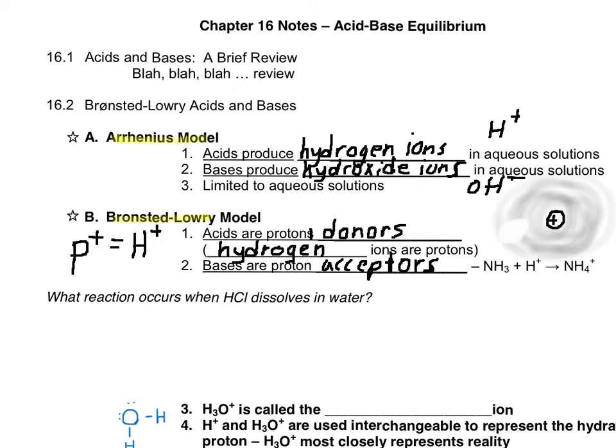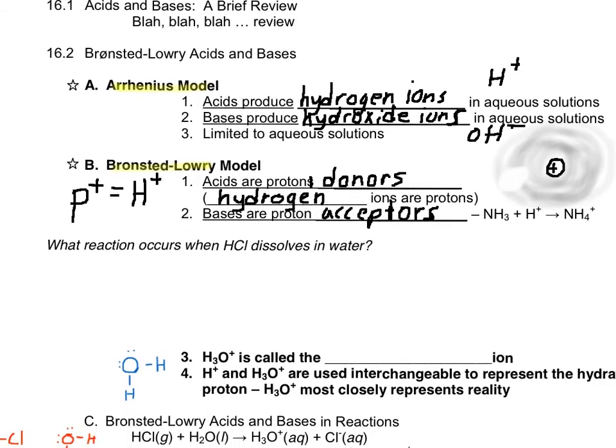Now, in this model here, it would not normally be considered a base because normally we wouldn't say it produces hydroxide ions because it doesn't have a hydroxide in it. But with this model here, then we do call it a base because it is a proton acceptor. Now, one thing I'm going to show you is that NH3 does actually produce hydrogen ions and hydroxide ions, and we'll see how it does that a little bit later.